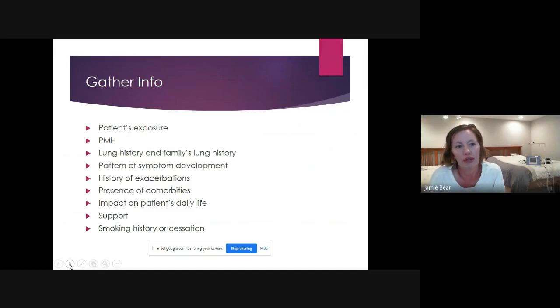Other things to gather, once again, are patients' exposures, whether that be to cigarette smoke or any environmental hazards that they might live with, their past medical history, looking at lung history and family's lung history, pattern of symptom development, history of exacerbations, presence of any comorbidities, the impact on the patient's daily life, the support that they have at home or in the community, and then smoking history or cessation. So are they still smoking, or have they quit? And then, of course, you providing good smoking cessation.